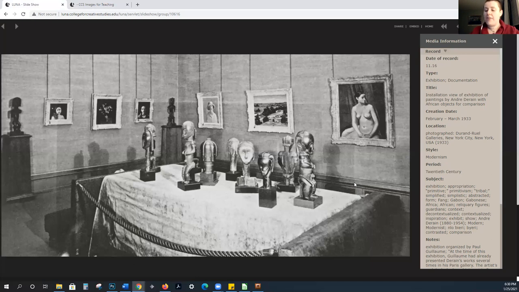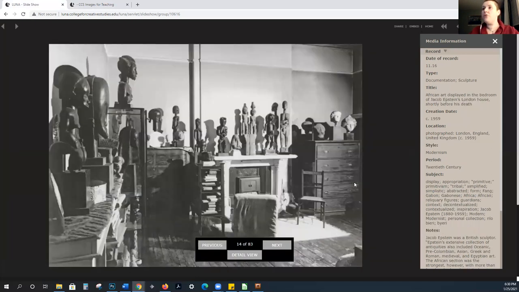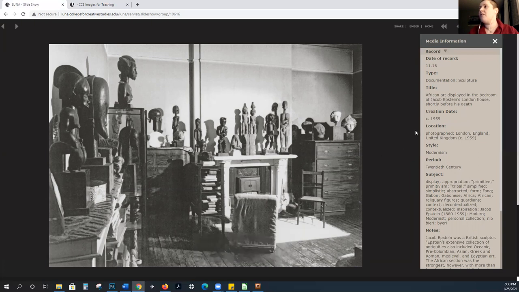Okay. And the people who brought these objects to the West had a very specific idea of what would constitute art for them. So this is Jacob Epstein's studio. So this is a sculpture. This was taken roughly 1959.